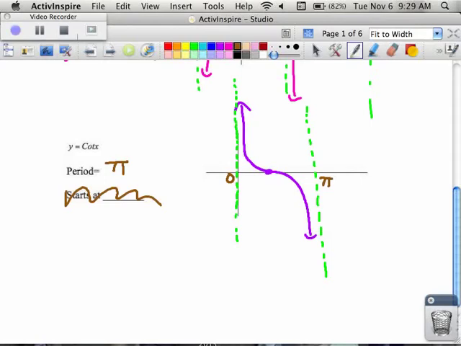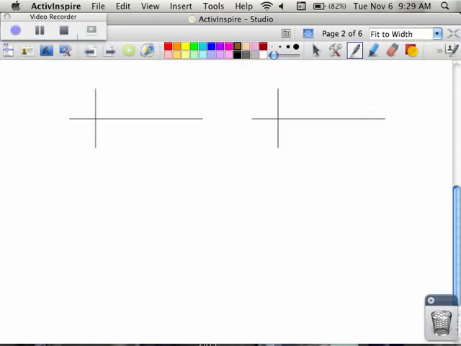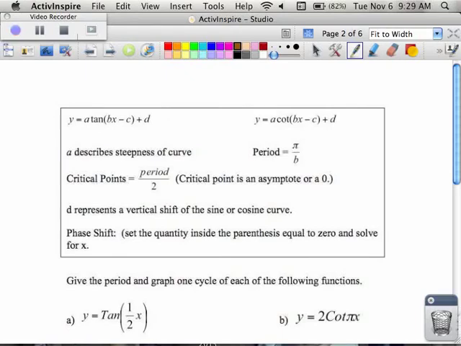So as we look at this next page here, we see a chart. And you'll see those same kinds of equations that we talked about yesterday, the one with the tangent and the one with the cotangent, and they also have the A, the B, the C, and the D. Now the truth is the A in front of the tangent and the cotangent, just like it did for sine and cosine, does affect the stretching, but really you can't tell how much it's been stretched.